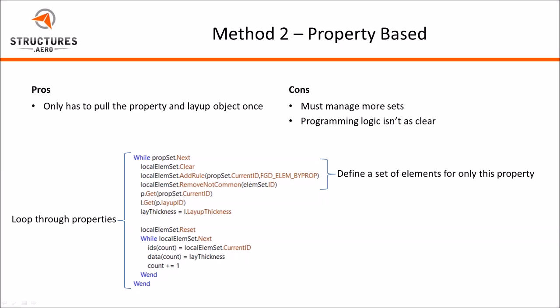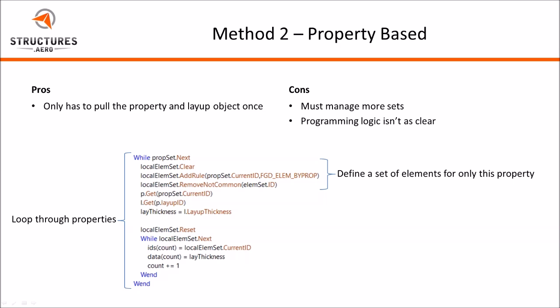In this case, we have to handle that because we don't necessarily want to process that full property or every element that's on that property. It might not have been something the user selected. So what we do is we take a local set, we clear it, we add a rule for that property, just doing the element by property, and then we remove not common with the original element set that the user selected. So this gives us a set of elements on each property that the user selected in the beginning.